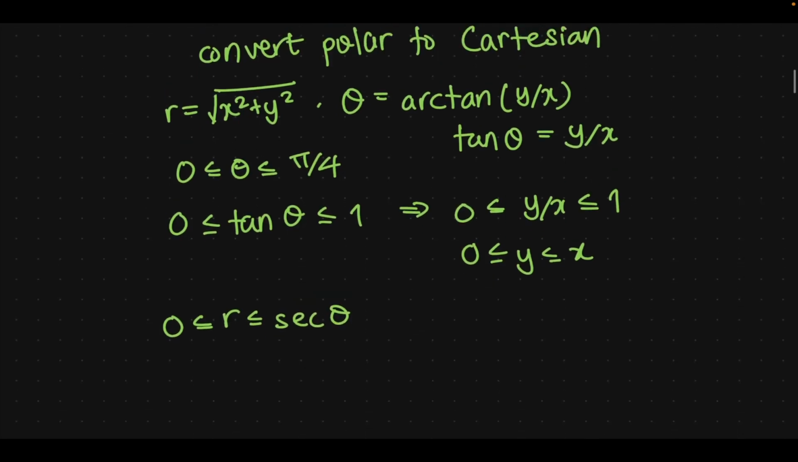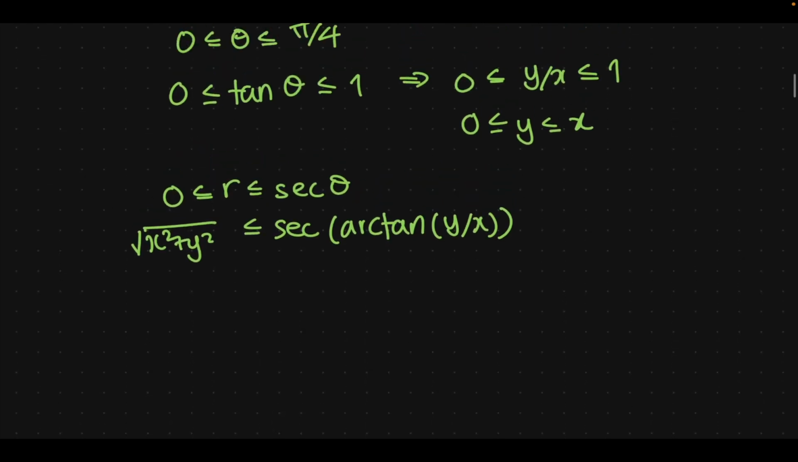Now, secant theta is secant of arctan of y over x, and r is the square root of x squared plus y squared. We can simplify the secant of arctan using the triangle method of inverse trigonometry. I'm going to skip that. If you have any questions, please let me know in the comments. And we end up with the square root of x squared plus y squared over x.